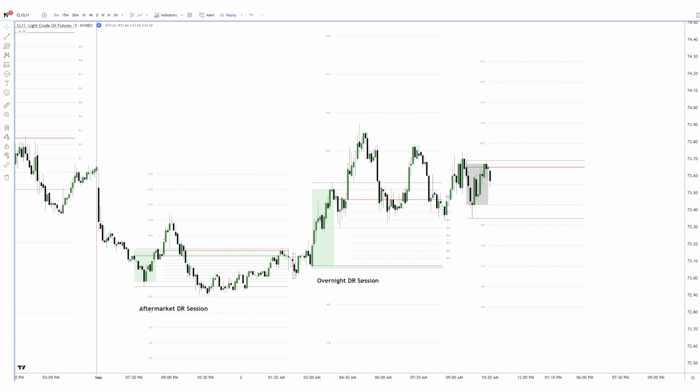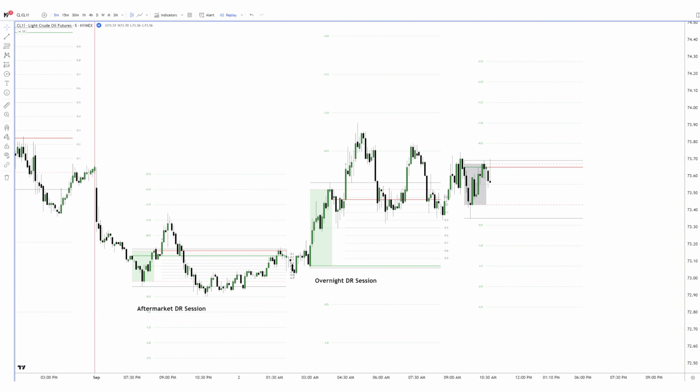The regular DR session box didn't extend the ODR box. All 3 DR sessions support each other by not violating the previous DR session levels. That is a very high probability for a DR upside expansion model coming into play here. 10 minutes later, we get a DR long confirmation and can look for other confluences to take a long setup.